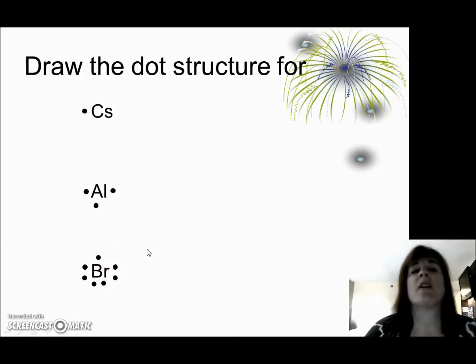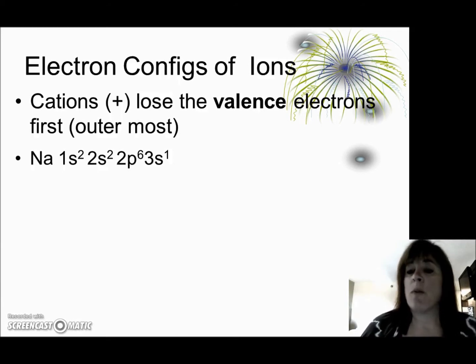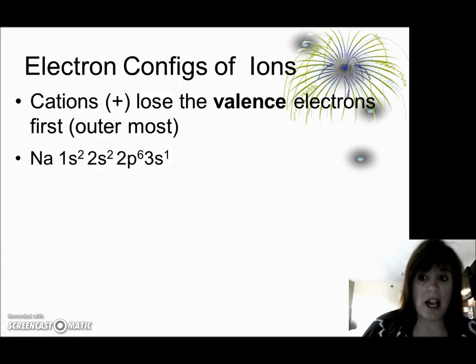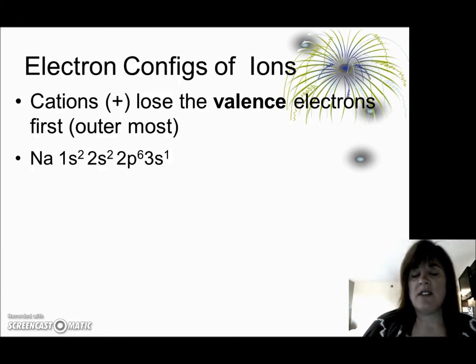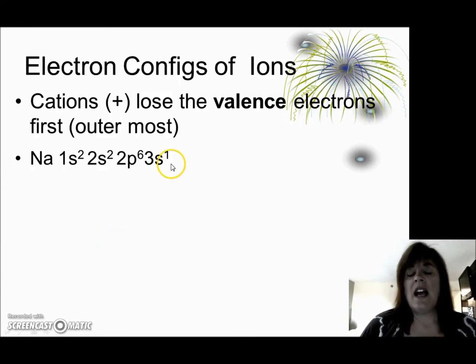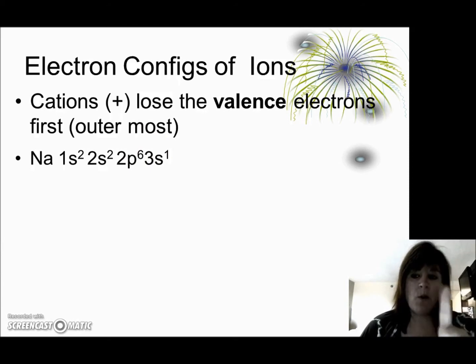All right, I have one more thing to talk about, and that's writing electron configurations for ions. If you remember back to our last unit, we talked about how atoms form ions. It's by gaining or losing electrons. And remember I said cations are positive, and what's happening is cations are losing their valence electrons. So when an ion forms, it's because it's losing its outer energy level electrons. In the case of sodium, sodium only has 1 outer level electron. Remember, sodium's in that first column, which we said was +1.